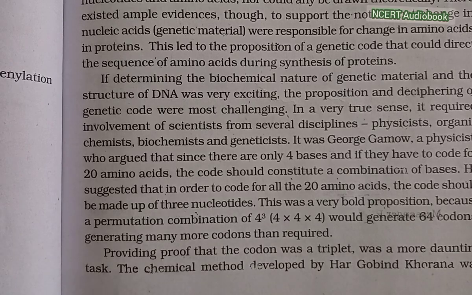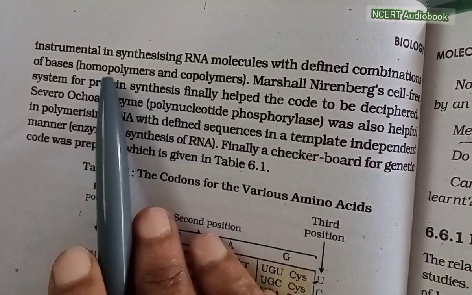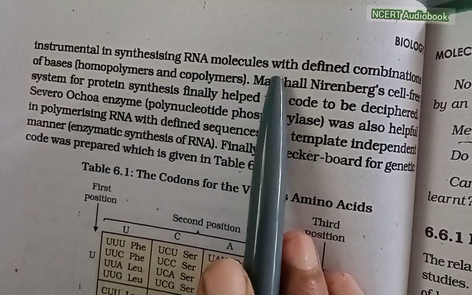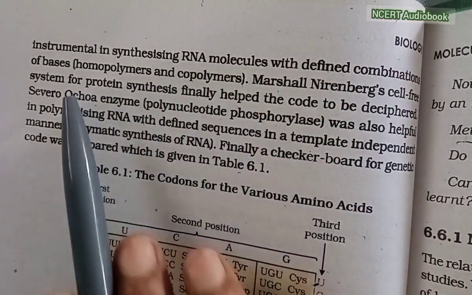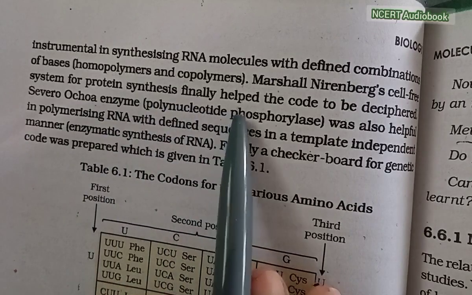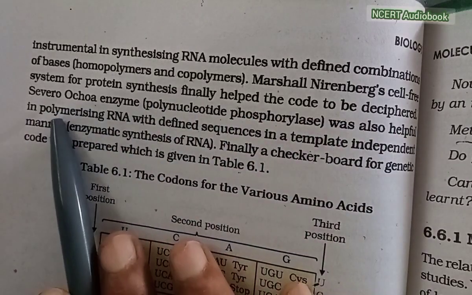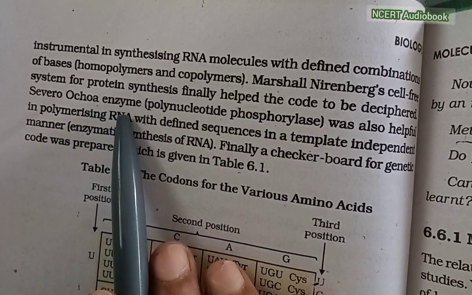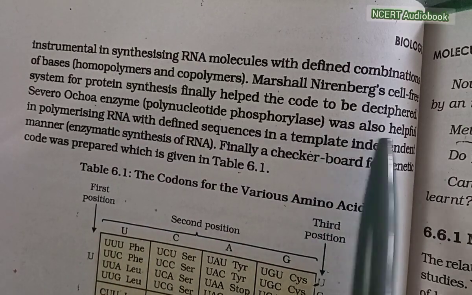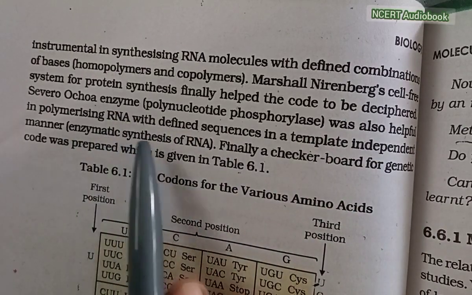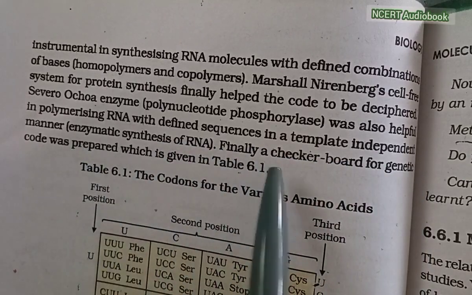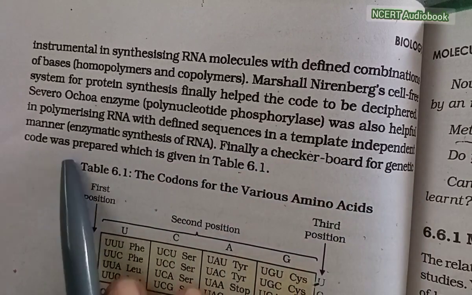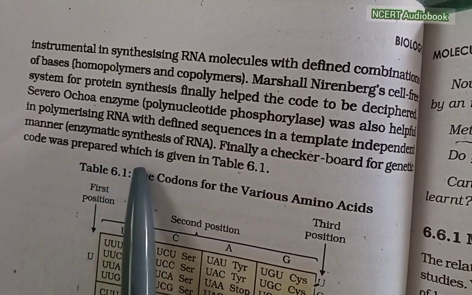The chemical method developed by Har Gobind Khorana was instrumental in the synthesis of RNA molecules which defined the combinations of bases. Marshall Nirenberg's cell system for protein synthesis finally helped decipher the code. The enzyme was also helpful for the polymerization of RNA with different sequences in a template independent manner. Finally, a checkerboard for the genetic code was prepared, which is given.